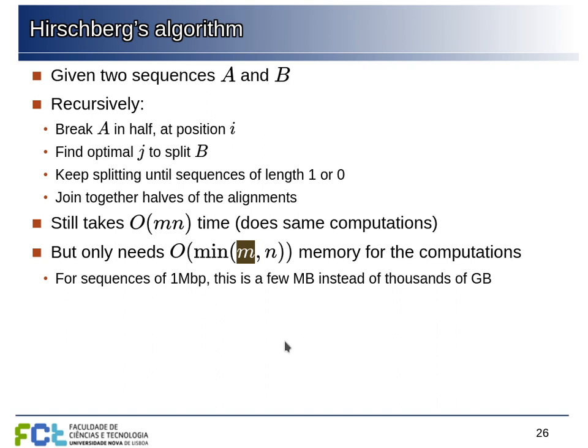We store two vectors of scores and things like that, but this is just a constant factor, and it will not be a problem here. So basically, if we have two sequences of around 1 million symbols, then we need just a few megabytes to compute the alignment, instead of thousands of gigabytes we would need if we were using the original Needleman-Wunsch algorithm.